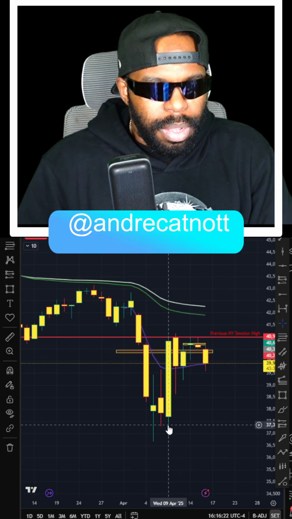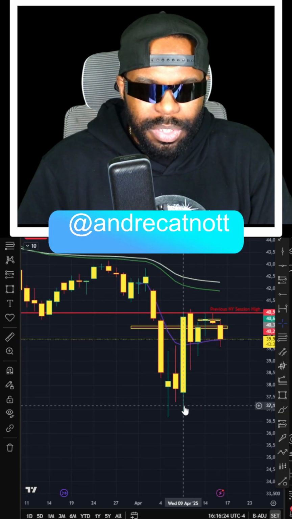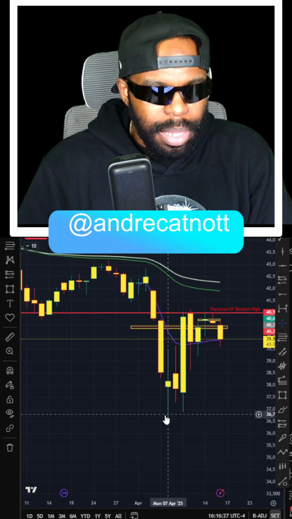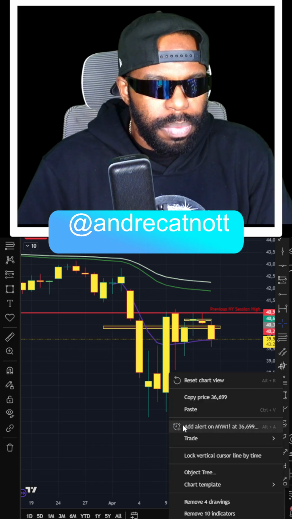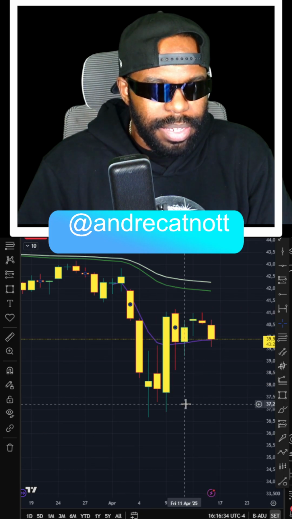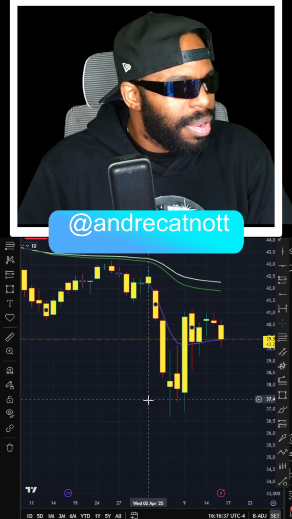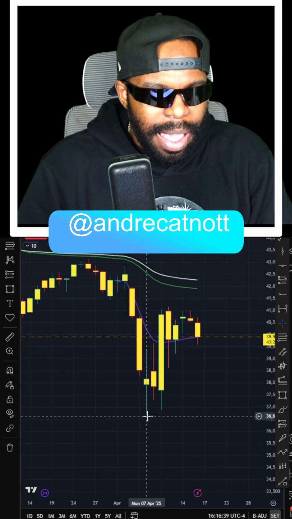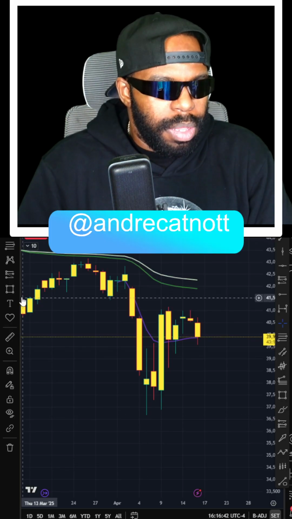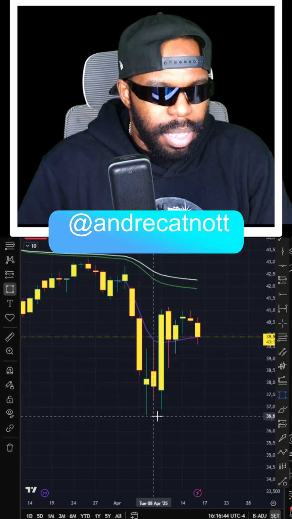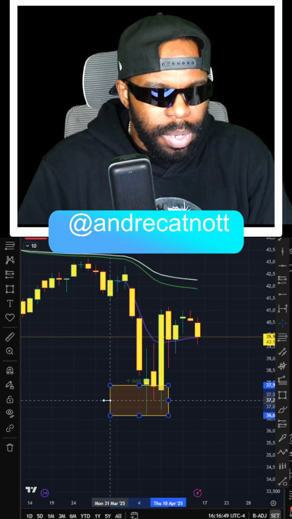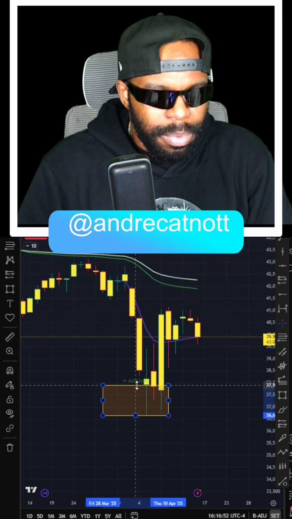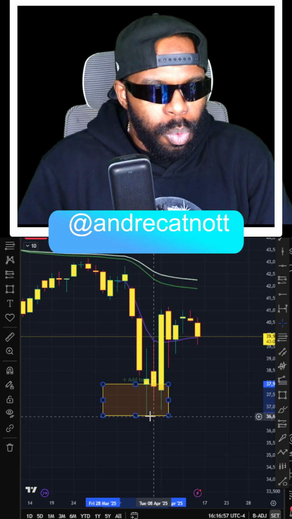So last week, I always draw my previous weekly highs and lows. Last week, Monday was the actual low. Let me clear this stuff off, that way you guys can see the whole process. So last Monday was the previous weekly low. What I would do is get my rectangle tool here, and I always draw my weekly high and low from the wick to the body. I don't know if you guys can see that, but I draw it from the wick to the body.